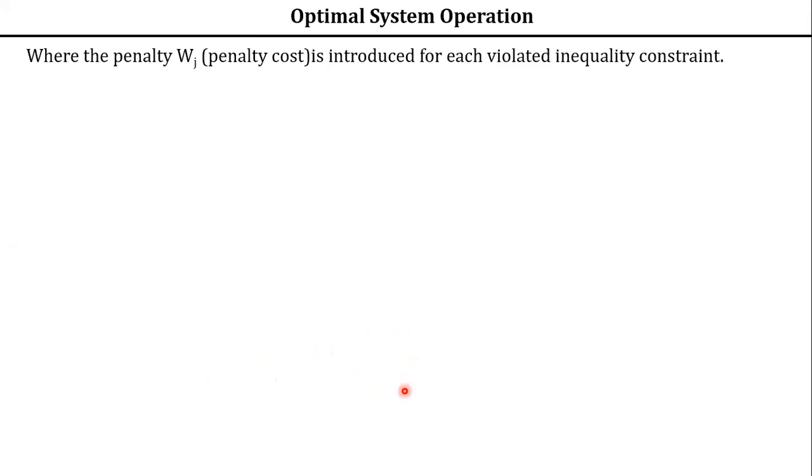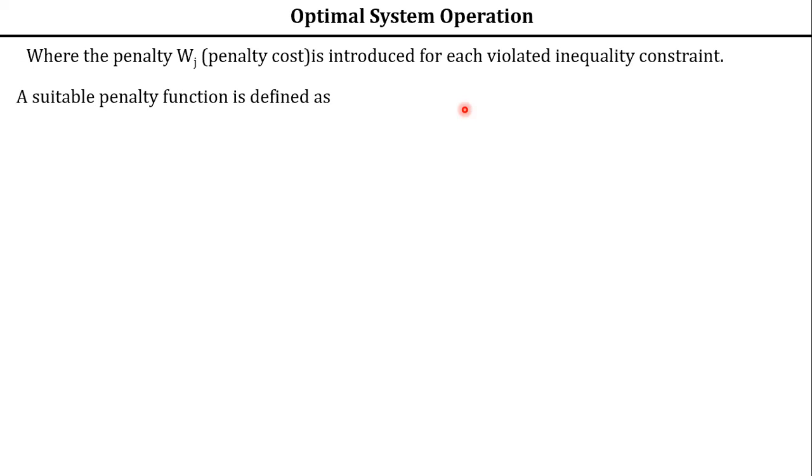Now, this is what I said, where the penalty cost Wj is introduced for each violated inequality constraint. That's why I said 4 variables, 2 variables violated. So the penalty will be imposed on x1 and x2, and the sum of the penalties imposed on these 2 variables will be your W1 plus W2. With that example, I've explained it.